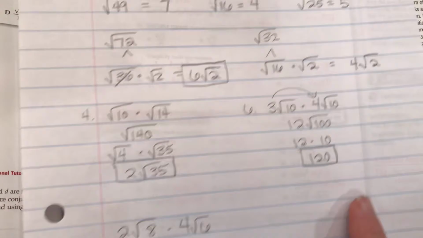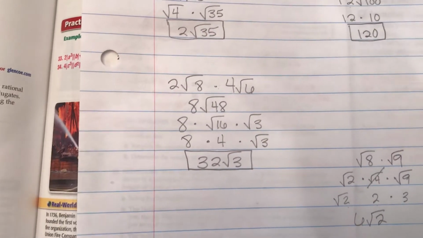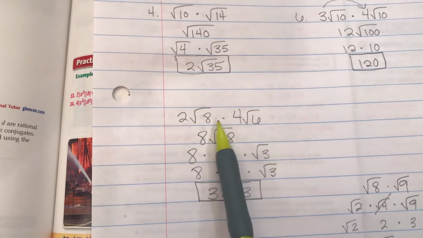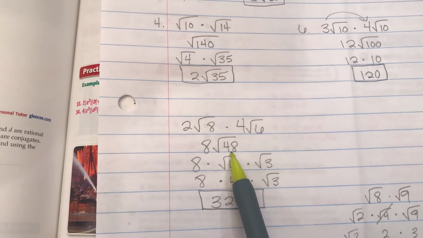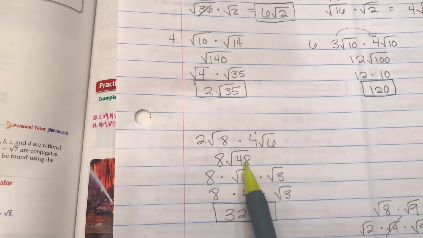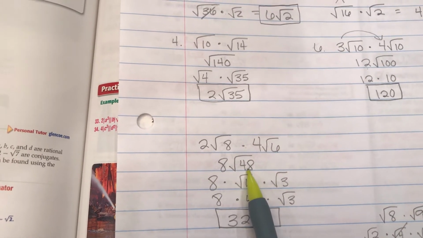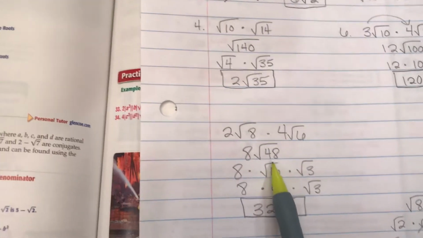I picked another one, and this one's not in your book, but I picked it because there's a homework problem that's going to be like this one. So what if you have numbers on the outside and numbers on the inside, but it doesn't work out like number 6 did? In this one, 2 times 4 gives you 8, and 8 times 6 gives you 48. So if you multiply that together, you have 8 square root of 48. Well, the square root of 48 doesn't break down like 100 did on the previous problem. So this is a little different.